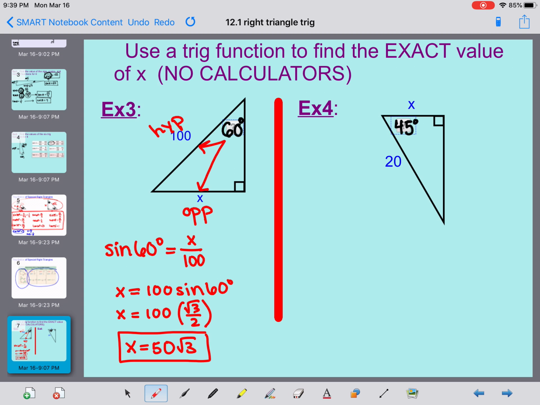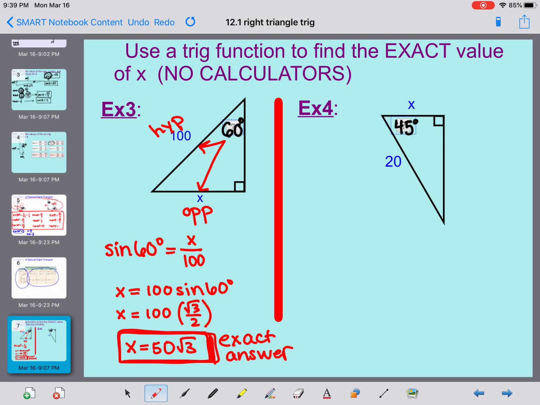Now, we are saying no calculators. So this is your exact answer. It's not a rounded answer. It's the exact answer. That's why no calculators allowed. The book will give the answer as a decimal. We're not going to do that. So we're going to ignore that and always give the exact answer. So go ahead, pause your video, try example 4, and then unpause to check.